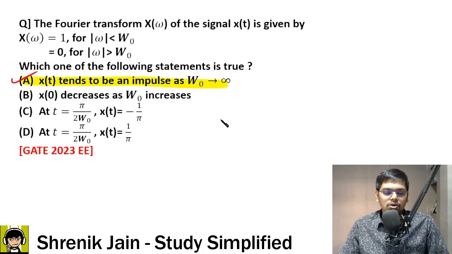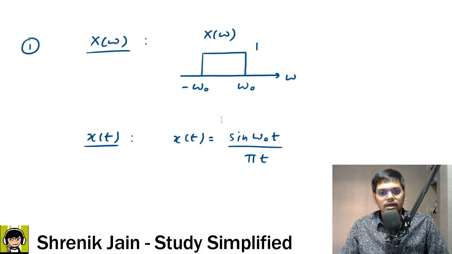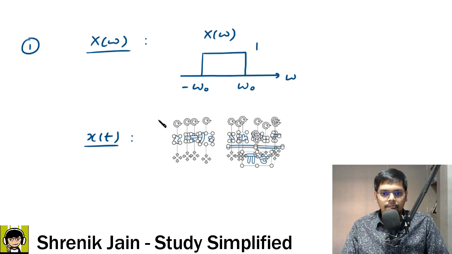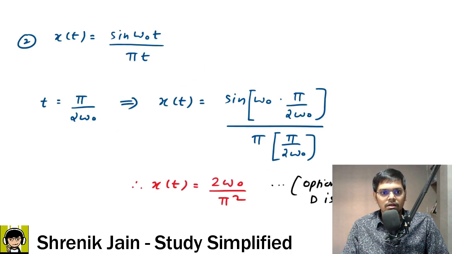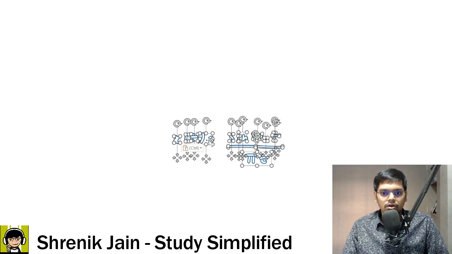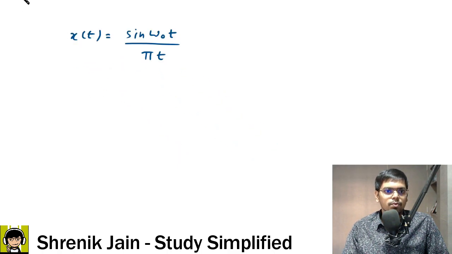That is also interesting to know: that x of 0 decreases as omega naught increases. They are asking about the relationship of x of 0 and omega naught. See, x of t we know very well. If you know x of t very well, then x of 0 can be found. Check it out. This is our fourth point. Can you find x of 0?